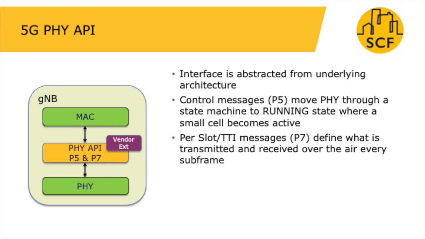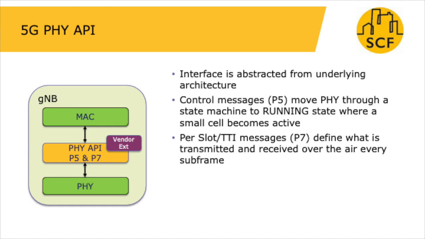We split our control interfaces into the control plane and the user plane. So P5, these are our control messages. The purpose of these is really to configure the PHY and move it from idle to running, and when it's running, it's giving a small cell service. But then we need to have our P7, our user plane interface.